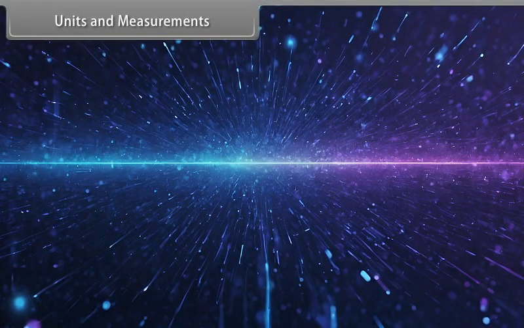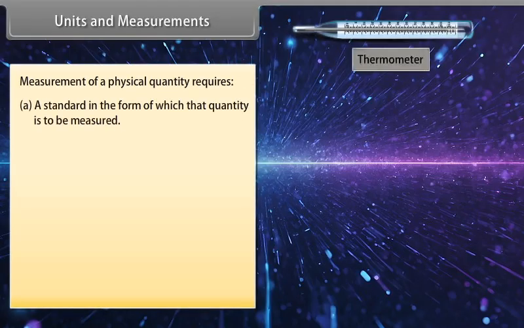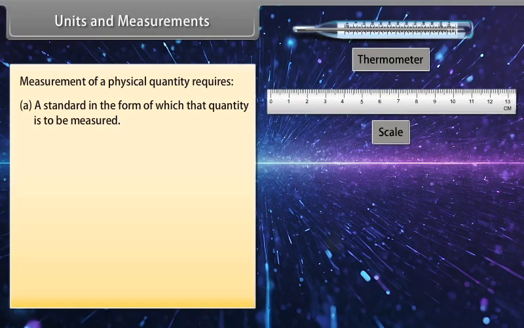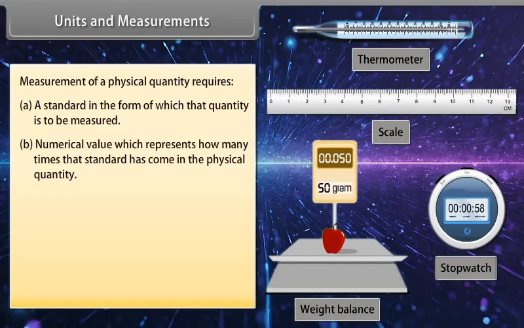Units and measurements. Measurement plays a very vital role in the study of physics. Measurement of a physical quantity requires: A. A standard in the form of which the quantity is to be measured. B. A numerical value which represents how many times that standard has come in the physical quantity.